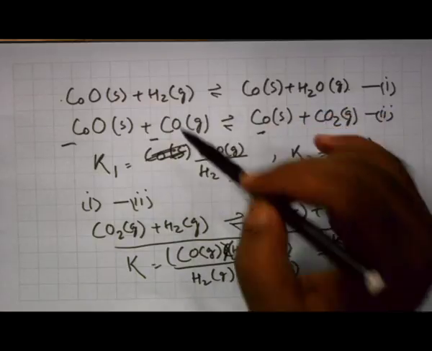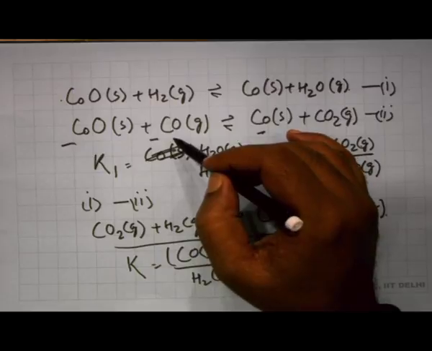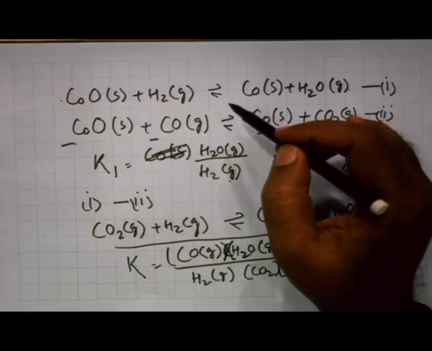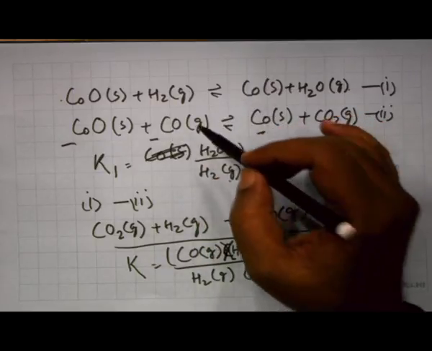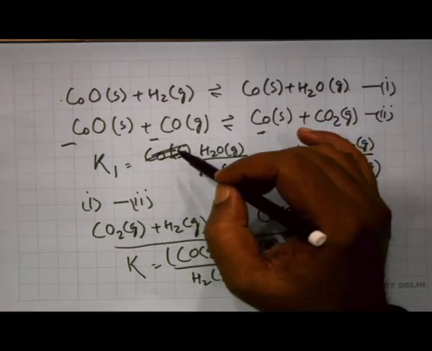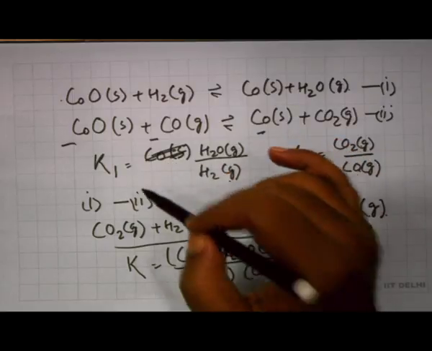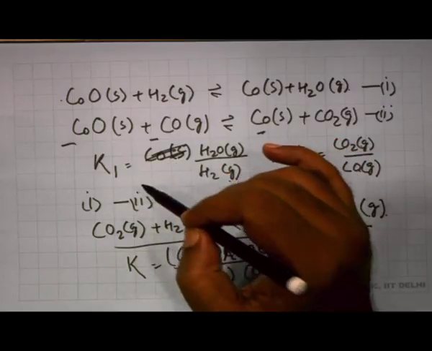So, if I can express a reaction in terms of two different reactions for which the K value is known, then I can express the value of the third reaction, the unknown reaction.